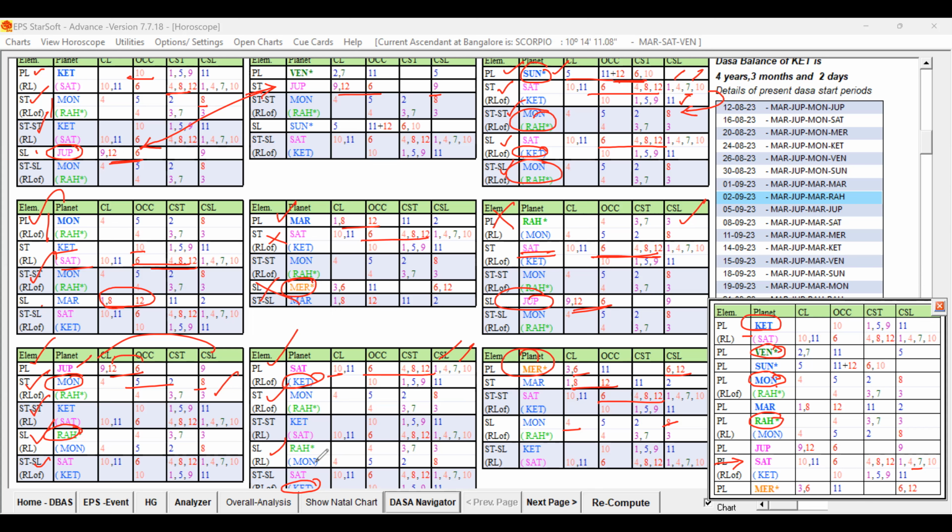Star lord and sublord are favorable. They do not have any 8 and 12 or 6 and 12 grouping at the star level and sub level. Though it is there in the source, that is not being supported further strongly by the star lord and sublord. So Jupiter and Saturn are stronger.